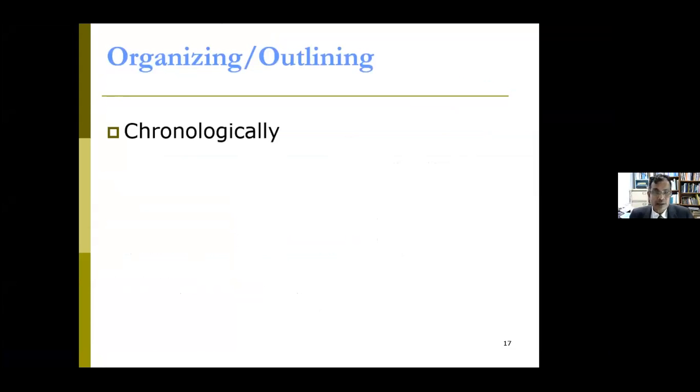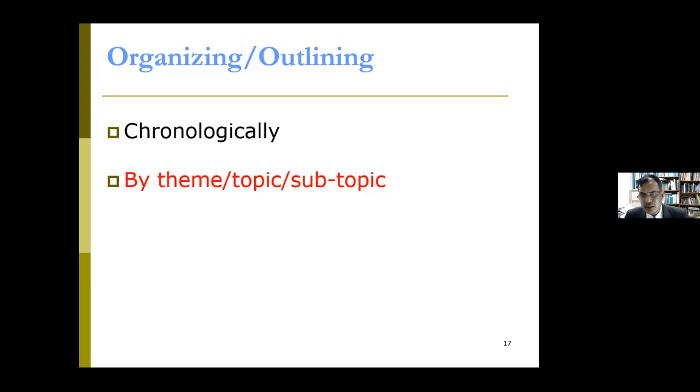So we can organize our articles chronologically. After searching, then after selecting, we have to organize the articles. Chronologically, we can also organize theme-wise, topic-wise, subtopic-wise. I think this is more common. That's why I've highlighted it using red color. By theme or topic or subtopic.